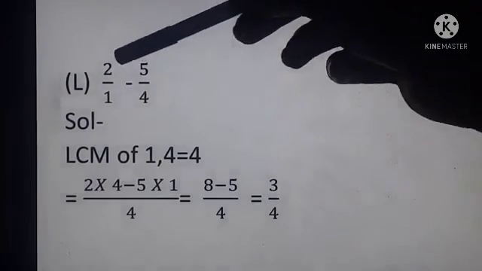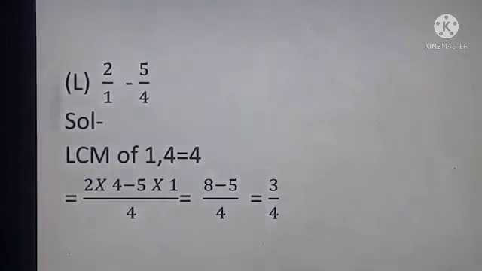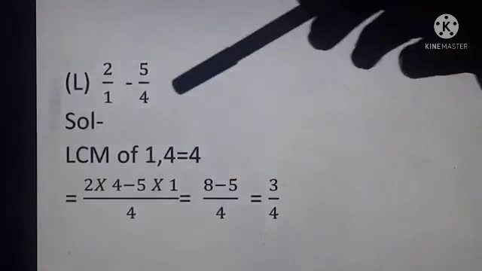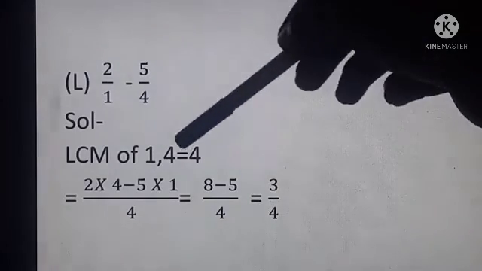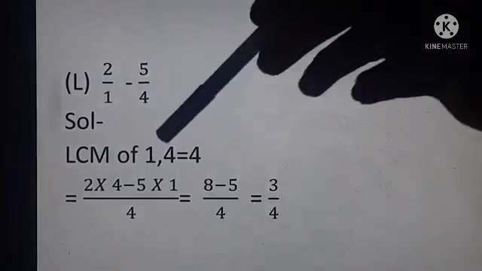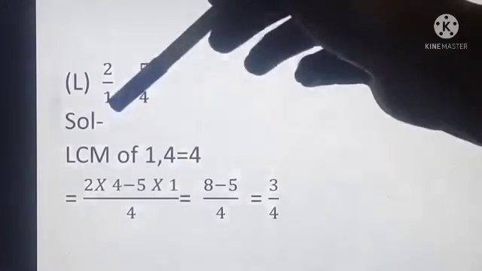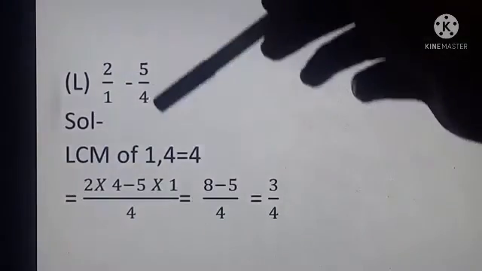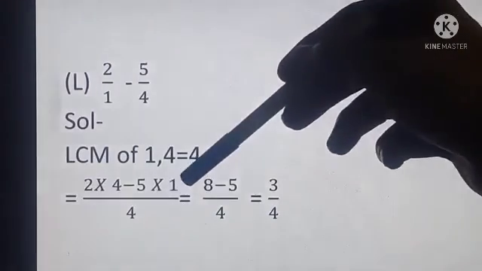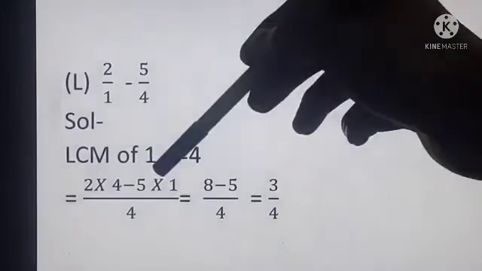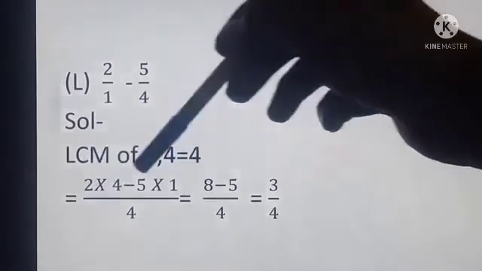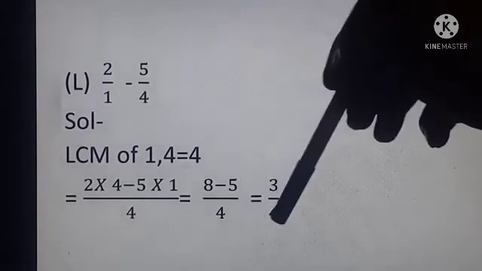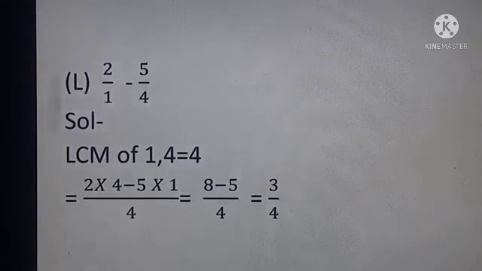Now L part: 2 upon 1 minus 5 upon 4. Basically your solution has started from here only. You have to write down the question first. Now the LCM of 1 and 4 is 4. Now 4 divided by 1 will give you the answer 4. So 4 into 2. 4 divided by 4 will give the answer 1, 1 multiplied by 5. 2 4s are 8, 5 1s are 5. 8 minus 5, 3 upon 4. Right?